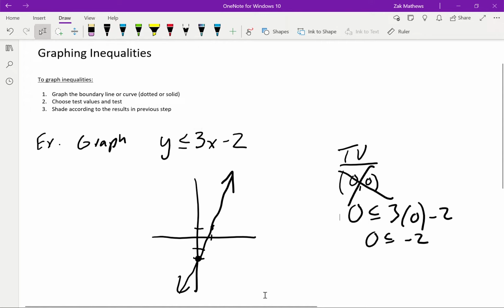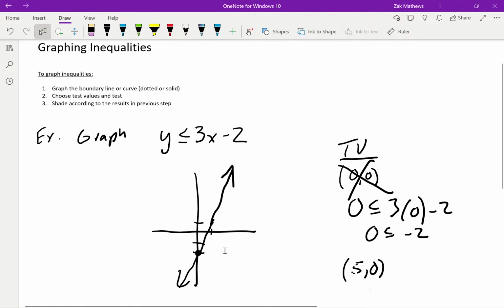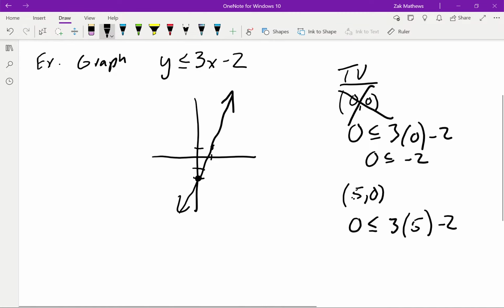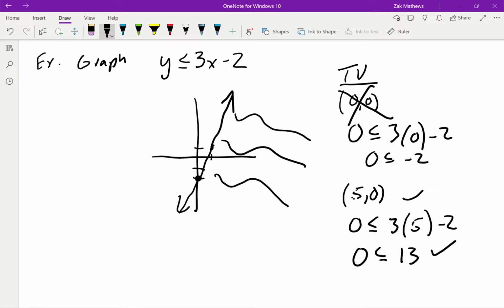Let me just verify that. Let me choose another test point over here somewhere, just to make sure that we have it right. It's always good to do that double check. So I'm going to choose the point 5, 0. I'm confident that is in the other half of the divisional line. So if I plug that in, I'll have 0 is less than or equal to 3 times 5 minus 2. 3 times 5 is 15, so we get 13. 0 is less than 13, that's absolutely true. And so we have validated that this half should in fact work. So that's my version of the shading.